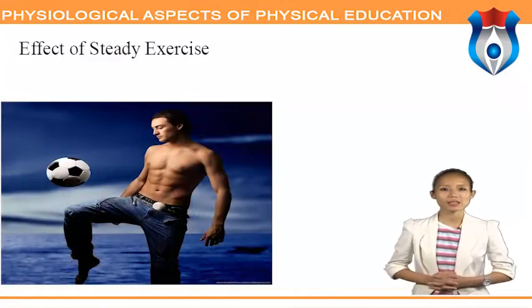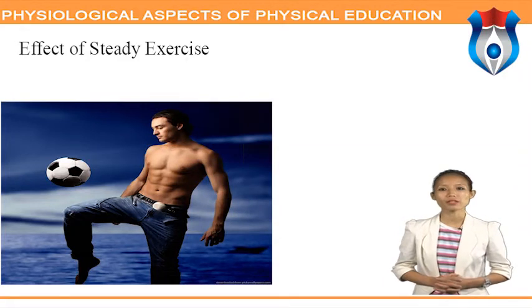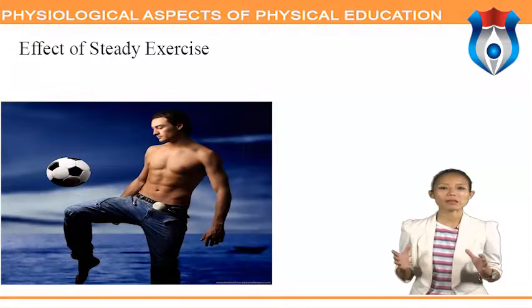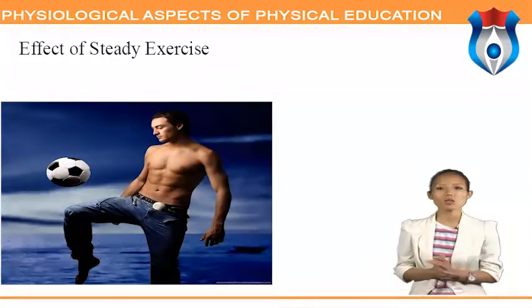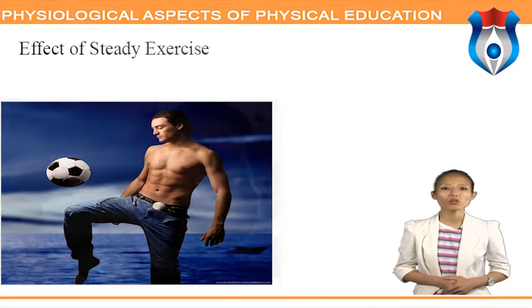Effect of steady exercise. Steady exercise is when sufficient oxygen can be breathed in to satisfy the needs of the muscle. Oxygen is required by the muscles to clear away waste products, lactic acid, which are formed during the contraction of muscle. During steady exercise, the muscle uses mostly fat for the creation of energy, but also glucose.